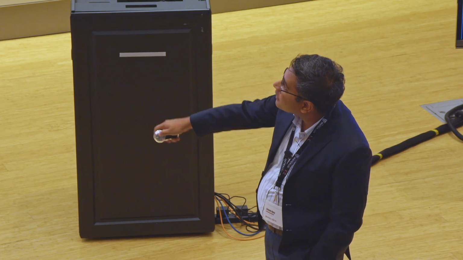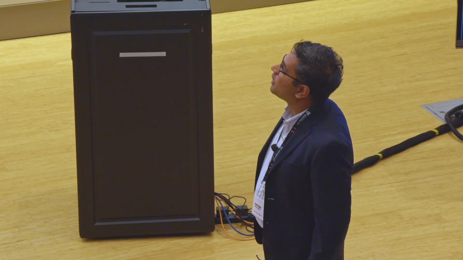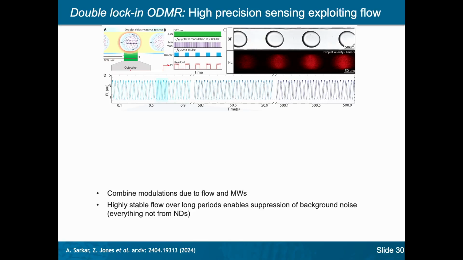So I'm going to give you a brief idea of the experiment. What we have is a flowing system of micro droplets, all with the same number of nanodiamonds, and we're going to look at them with an objective. So we're going to just collect it on a PMT, and then if you were to look over a long time, this is 600 seconds, you would see this. This is the photoluminescence. So you see the sort of oscillations here, and these oscillations are the flow of the droplet.